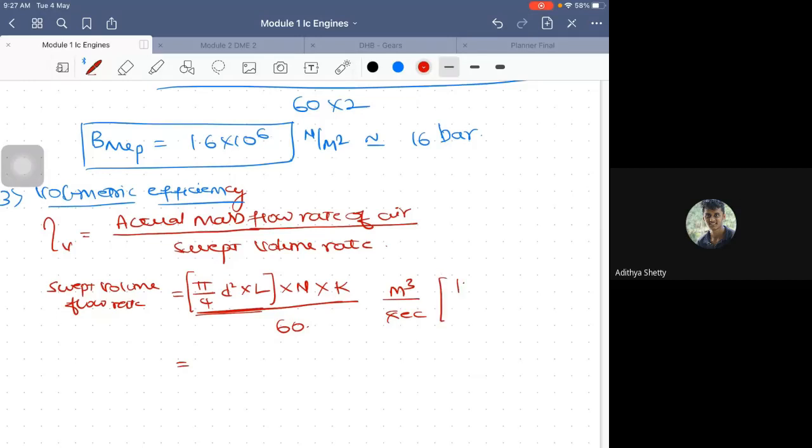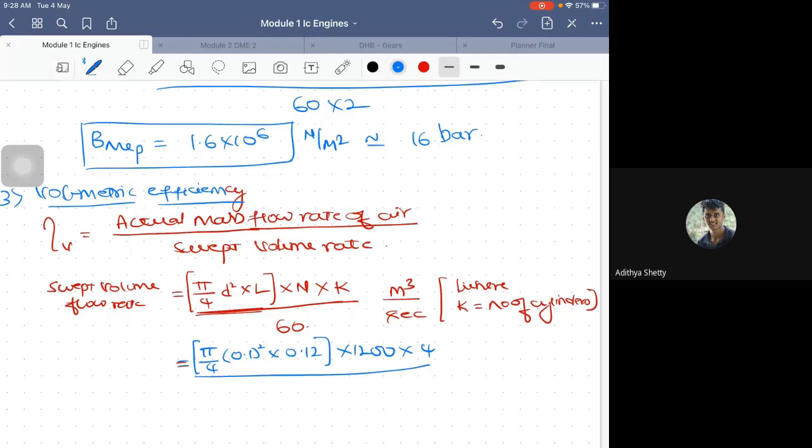You can just write where the value of K is the number of cylinders. Just substitute all the values to get the swept volume flow rate. So pi by 4, d square is how much? 10 into 10 to the power minus 2, whole square, into 0.12, which is your stroke length, cross speed, which is 1200, cross 4, number of cylinders. This whole divided by 60. Whatever you get will be in meter cube per second, and this is the swept volume flow rate.